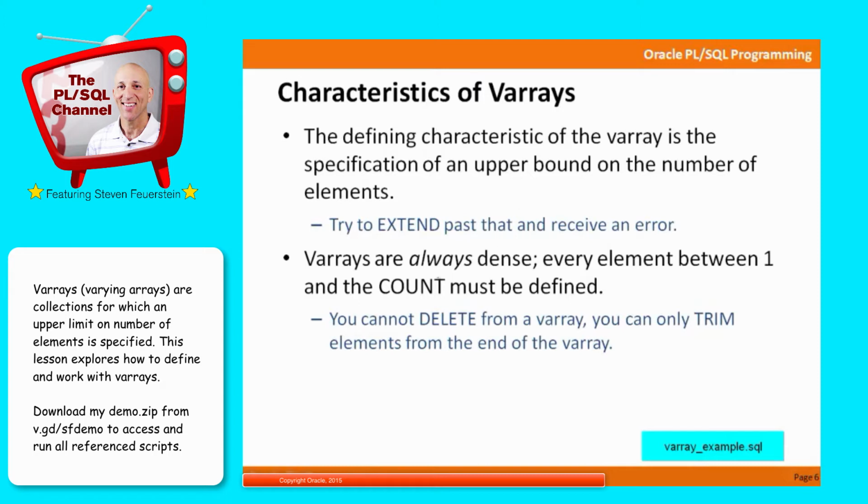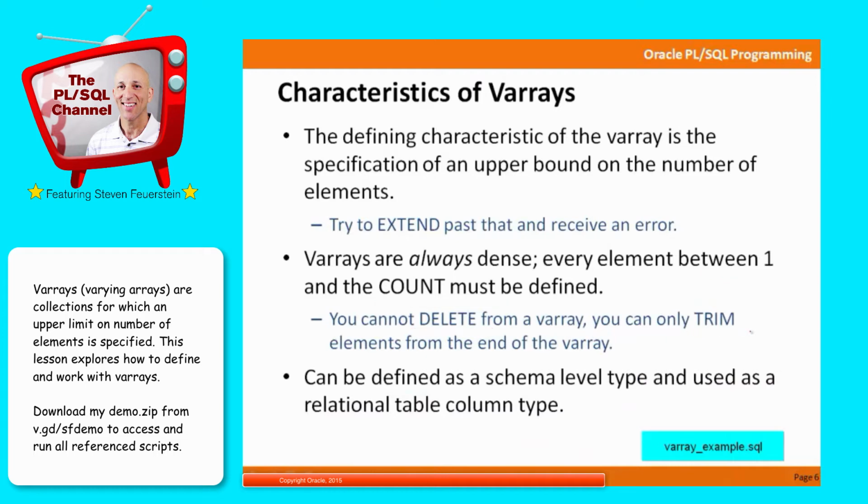V-arrays are always dense. This means that every element between 1 and the count in the V-array has to be defined. There are no gaps in between. You can't delete from a V-array. You can only trim off the end of that V-array. So you know that V-arrays are always densely filled from 1 to the number of elements in the collection. Every index value between 1 and that count is defined.